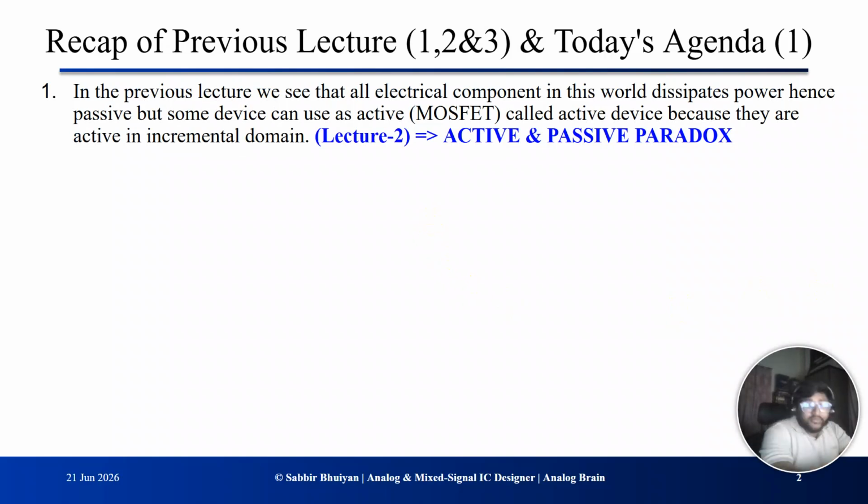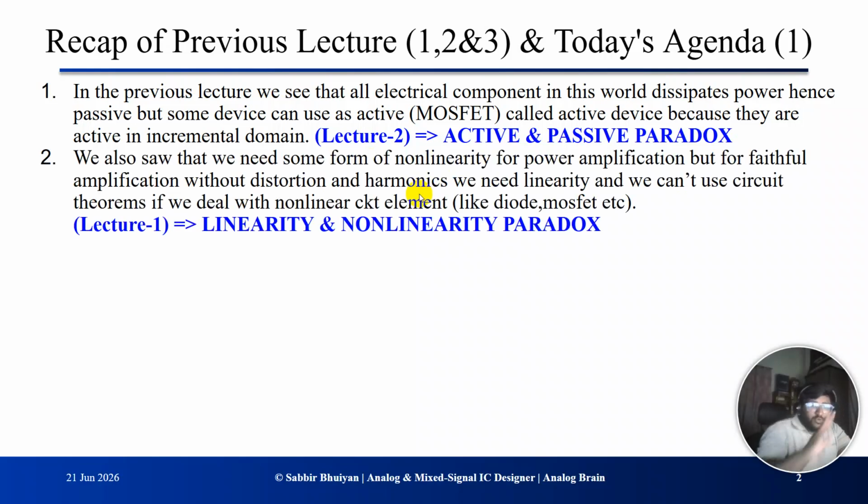In lecture 1, we hit the linearity nonlinearity paradox. To get power amplification, you fundamentally need nonlinearity. But to get faithful amplification, amplification without distortion, without generating harmonics, you need linearity. And the moment you bring a nonlinear element like a diode or MOSFET, all your favorite circuit theorems, superposition, Thevenin, Norton, stop applying, right? And we saw that.